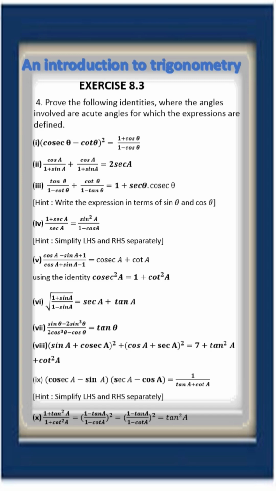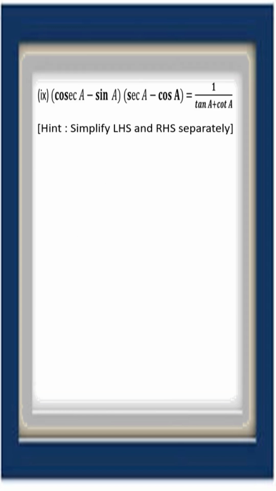Hence proved. Now let us solve the 9th question, that is (cosecant A minus sin A) into (secant A minus cos A) is equal to 1 upon (tan A plus cot A). Hint has been given, simplify LHS and RHS separately. So now LHS is (cosecant A minus sin A) into (secant A minus cos A).